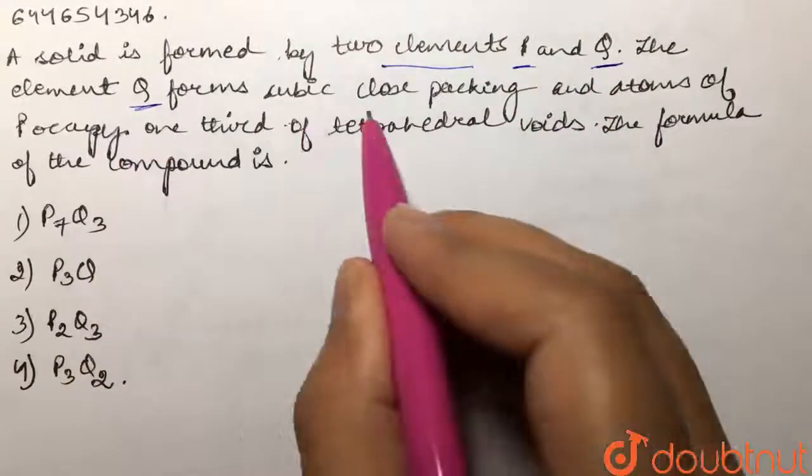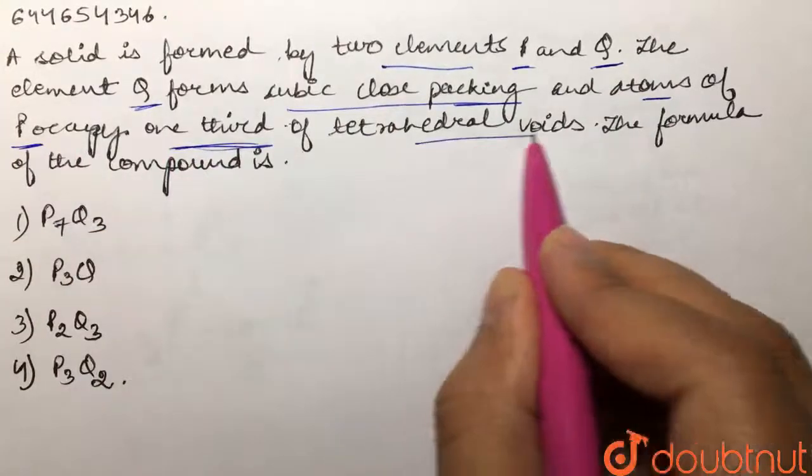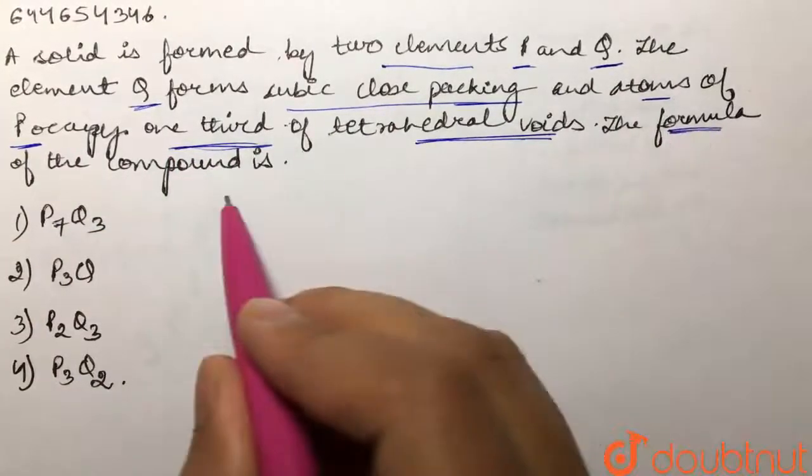Our question is, a solid is formed by two elements P and Q. The element Q forms cubic close packing and atoms of P occupy 1/3 of the tetrahedral voids. The formula of the compound is what?